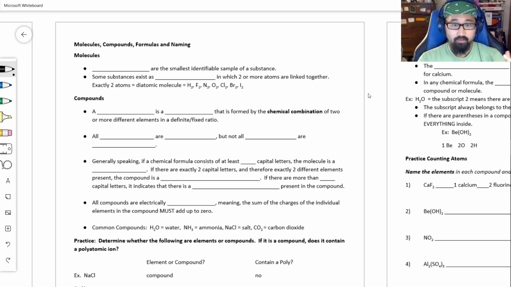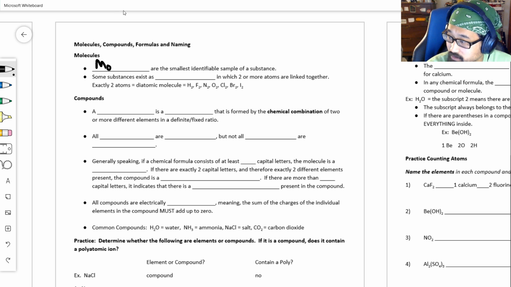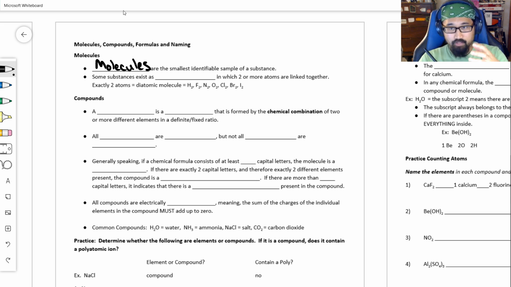All right. So, right here, this is page 19 of your notes, page 20 right here. So we're gonna pick up talking about molecules, compounds, formulas, and naming. Brand new stuff. So, first bullet point under molecules is, like it usually is, a definition. What we have here is that molecules are the smallest identifiable sample of a substance. It's the smallest thing that you can consider to actually still be that substance. If you get any smaller, then you're getting into atoms. So a molecule is typically the identifiable sample.